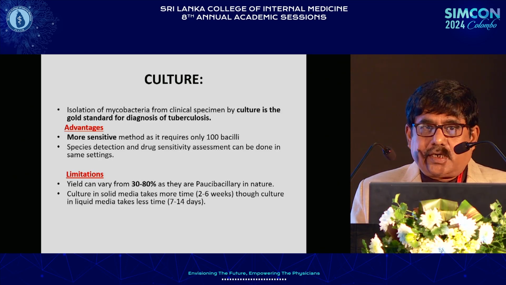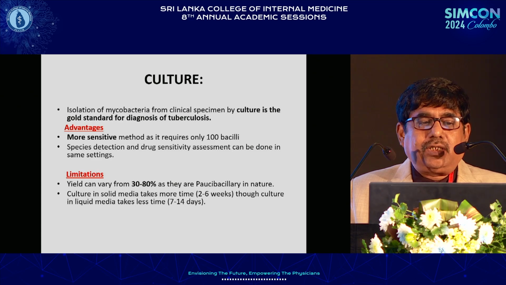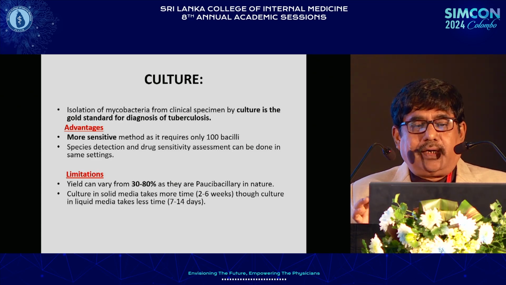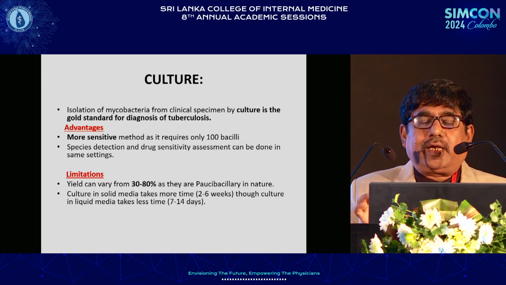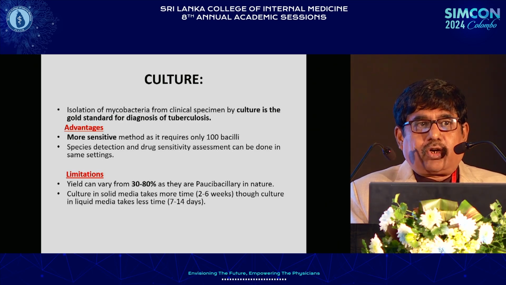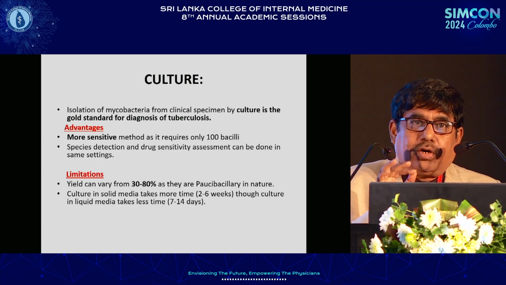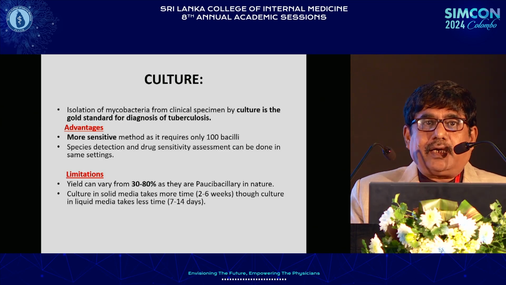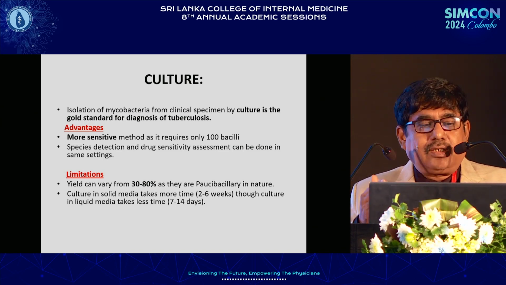Culture is the gold standard, but the facility is not available everywhere. There is one limitation and one advantage. The advantage is that even if there are only 100 bacilli, you can get culture positivity. For the ZN stain, the minimum mycobacteria should be 10,000. For culture, it should be 100. And by culture, not only can you detect the bacilli, you can get the sensitivity pattern, which is very important in the era of multidrug resistant tuberculosis.